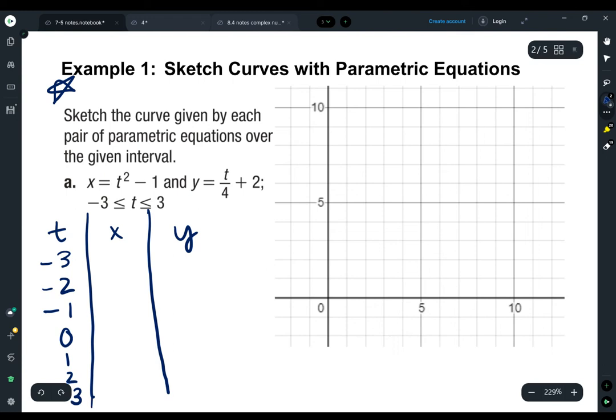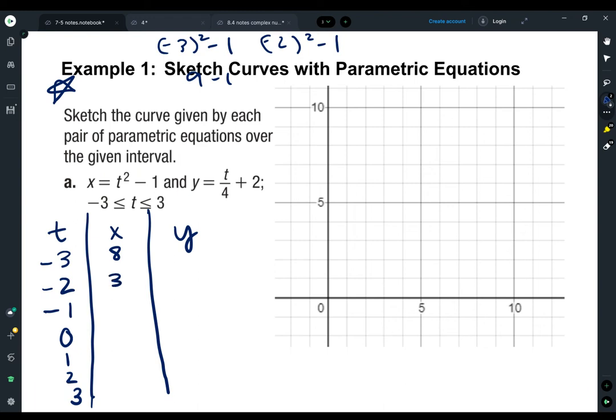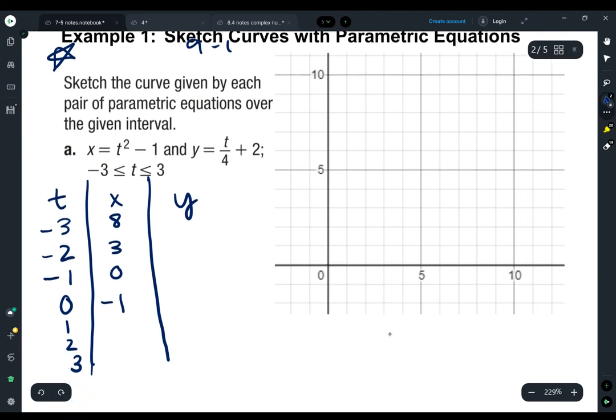And then I am now going to figure out x. So x is going to be whatever t is squared and then -1. So like for the first one, I'm going to have -3 squared minus 1, which is 9 minus 1. And so I'm going to have 8. I like to do at least a couple where I have some work and I'm thinking it through. -2 squared minus 1. So 4 minus 1 is 3. -1 squared is 1 minus 1. That's going to be a 0. Put 0 in here. I get -1. 1 squared is going to be the same as -1 squared. So I can just repeat those values now.